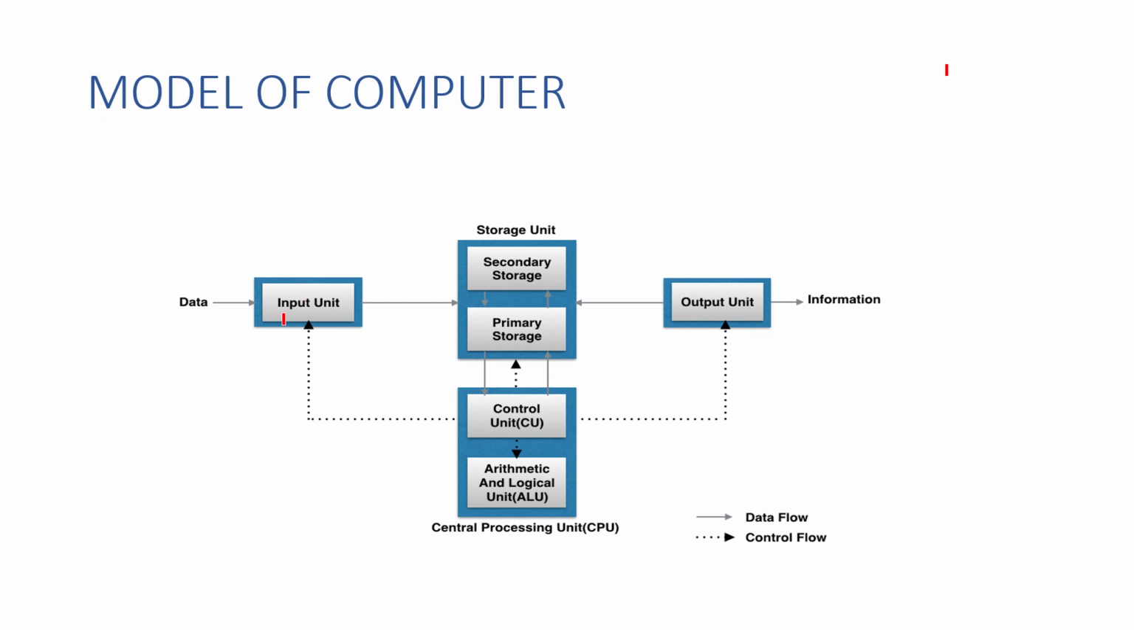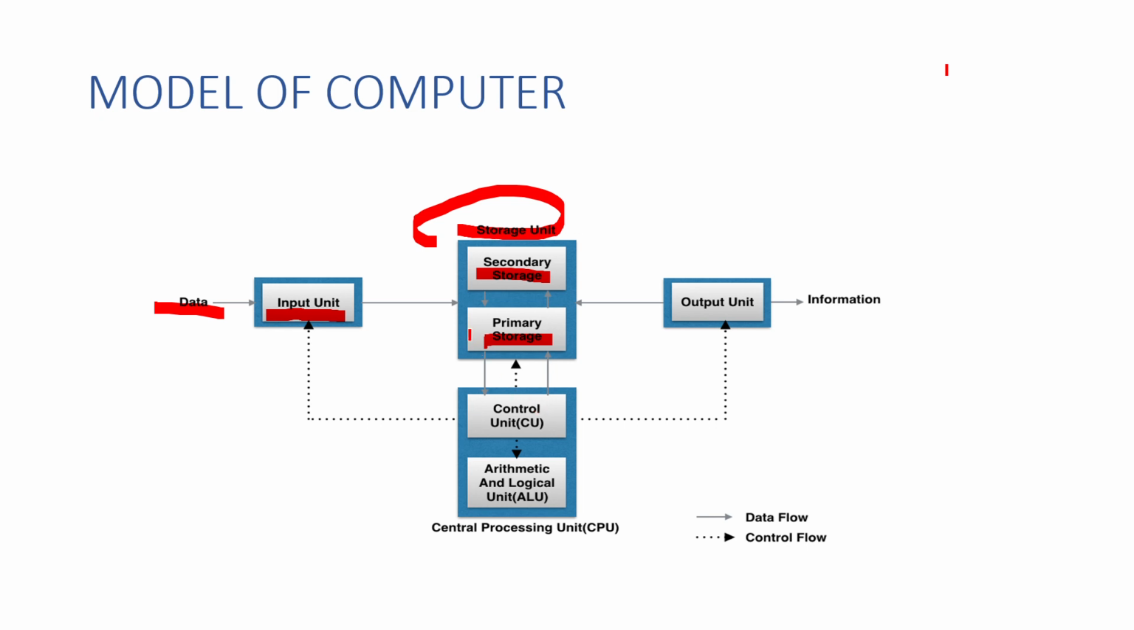Here the input unit will take the data, and the storage unit consists of two parts: the first is secondary storage and the second is primary storage. Whatever we save in the secondary storage is permanent, while whatever is stored in primary memory, or volatile memory, or temporary memory, is stored on a temporary basis. So these two units make the storage unit.